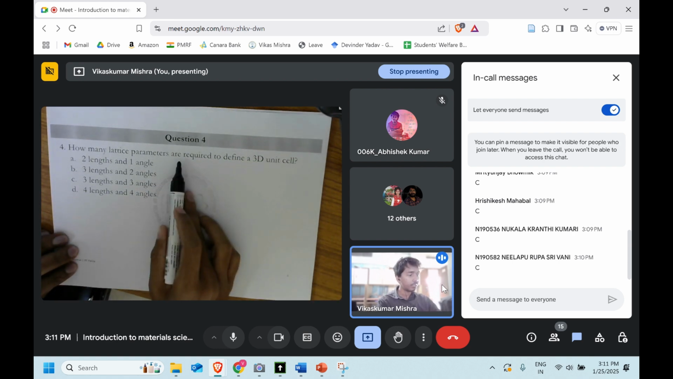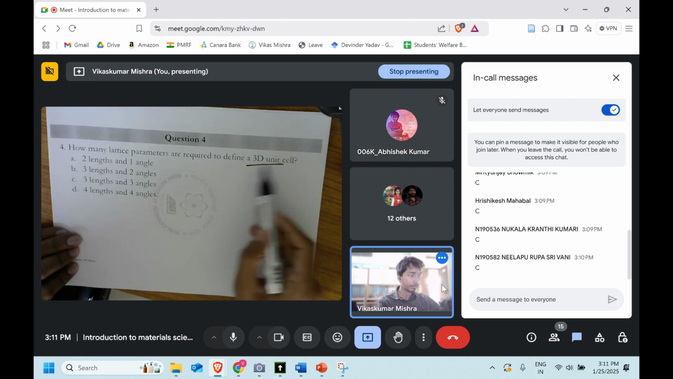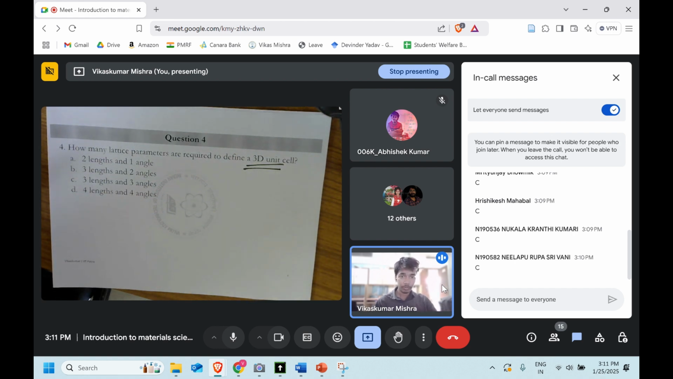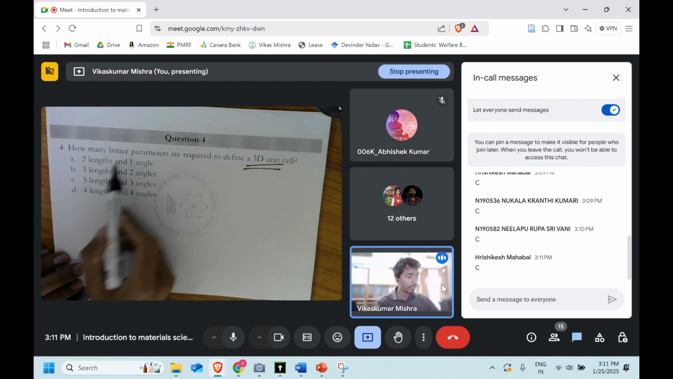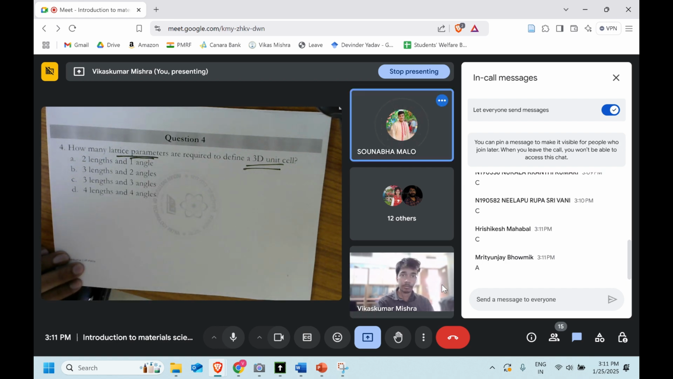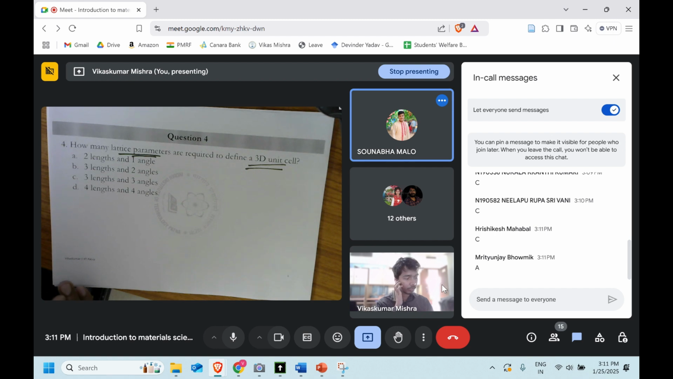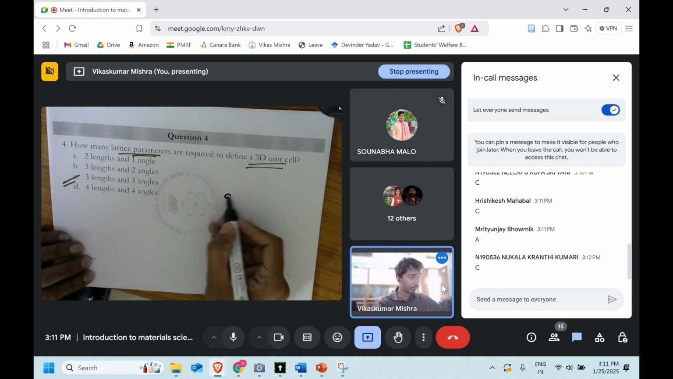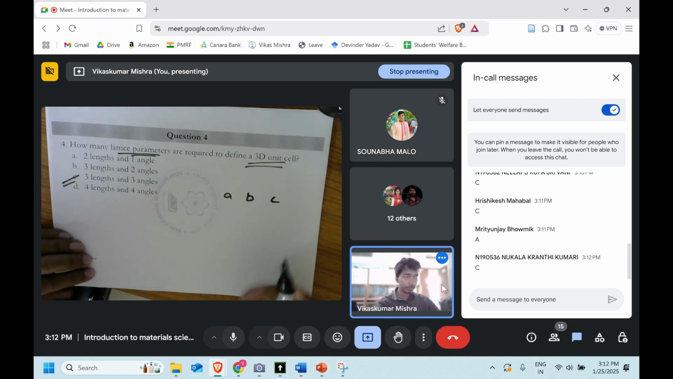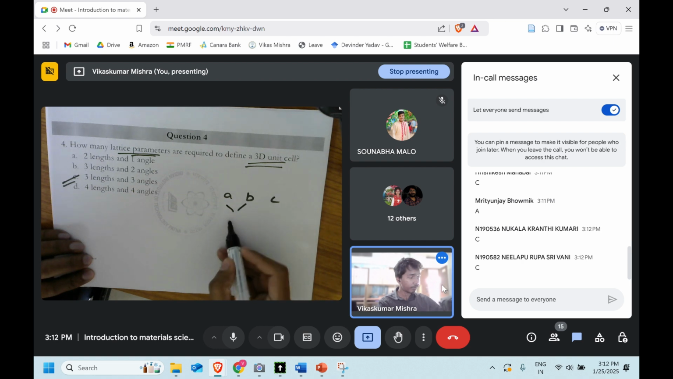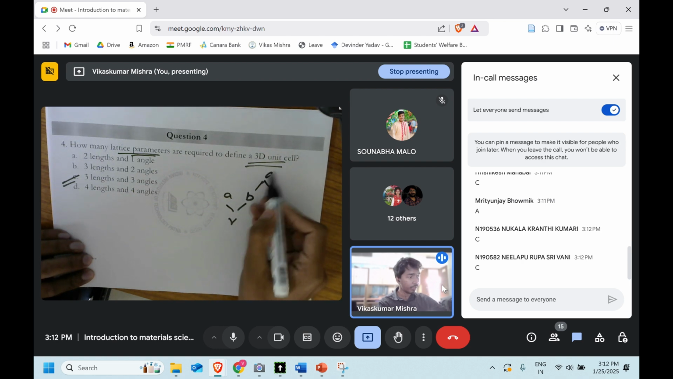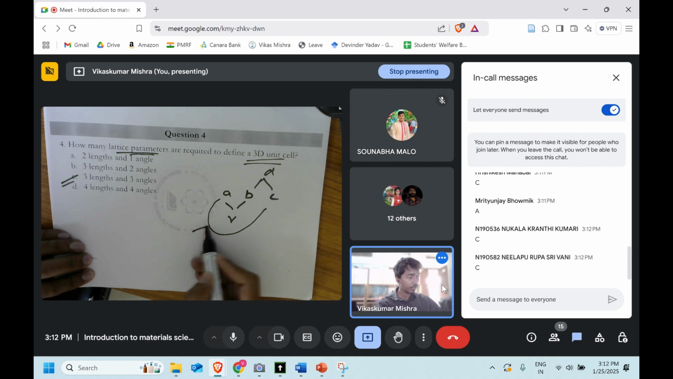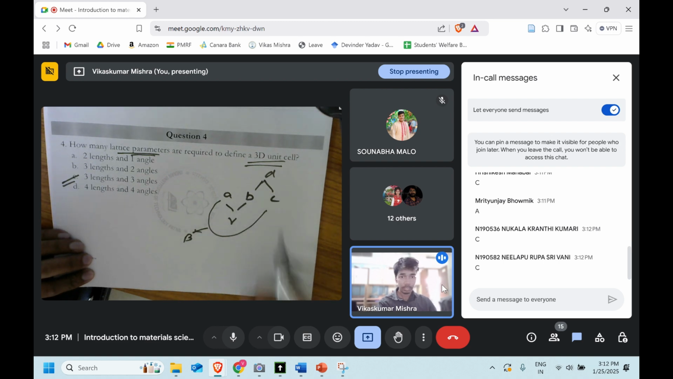How many lattice parameters are required to define the 3D unit cell? We are not talking about the square, we are talking about, let's say, a cube or parallelepiped. So what do you think? How many lattice parameters are required? Option C, right? That's right. Perfect. So we need a total of 3 lengths, A, B, and C, and the angles between them. The angle between A and B will be gamma, B and C will be alpha, and A and C will be beta. So these three things are required.